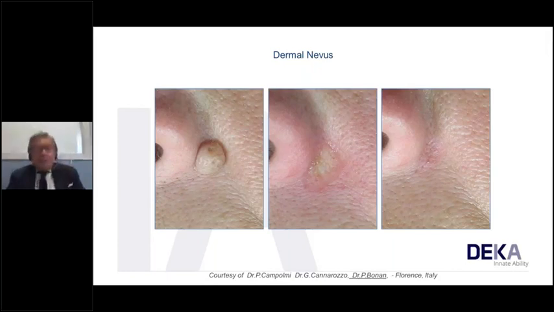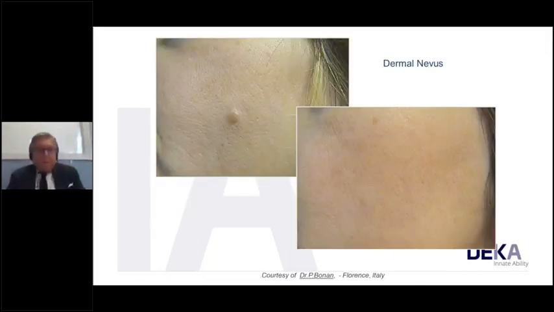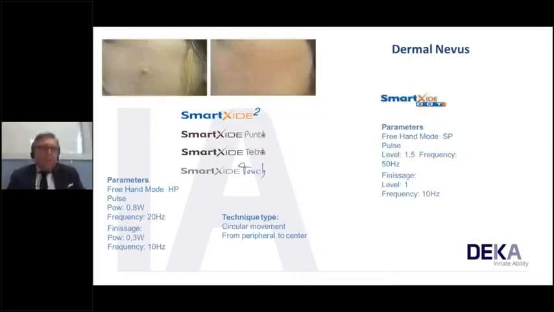The dermal nevus of the middle of the cheek, a very, very delicate area, because we are in the middle and it is evident. So we use these parameters with the new one, freehand mode HP, 0.8 watt as a power and 20 Hz as a frequency. In the previous, we use SP pulse and 1.5 level and 50 Hz as frequency.